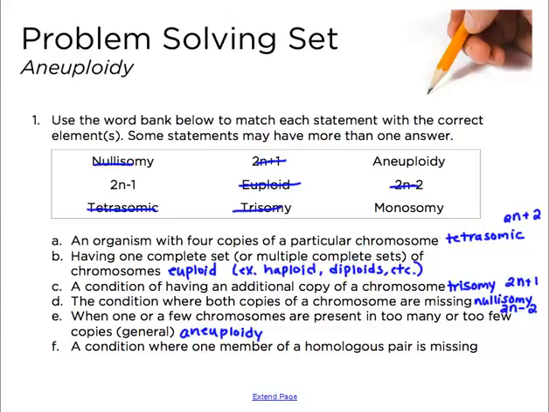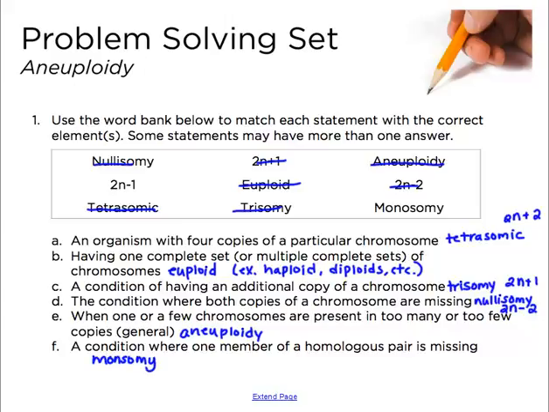Now, for the next chapter, that's where we'll be talking about euploidy, which, as we saw in Statement B, is where you can have a variation on the complete set of chromosomes. But this is just where you're having a variation to the set that you already have. Okay, and then finally, F, a condition where one member of a homologous pair is missing. This is known as monosomy.